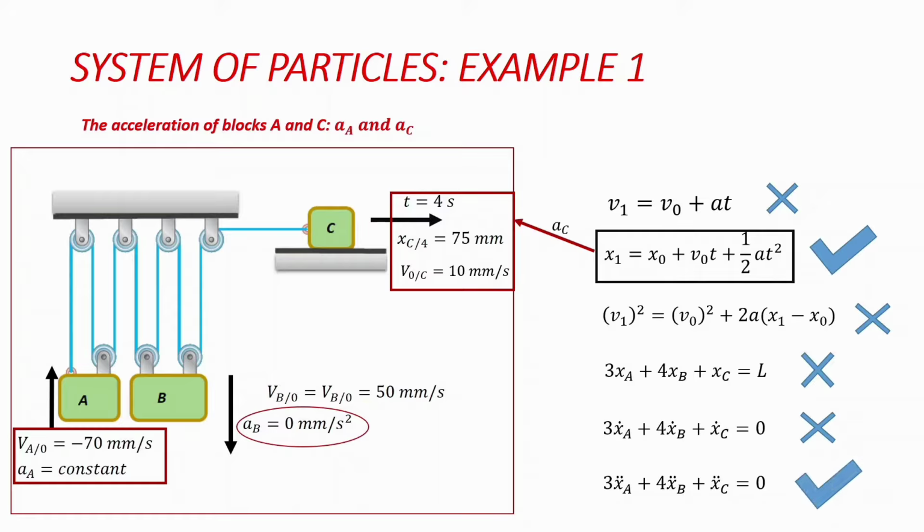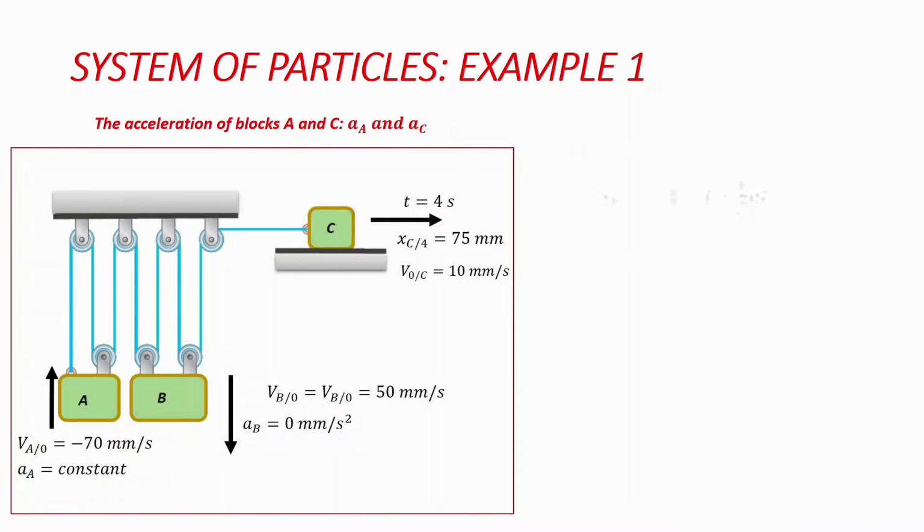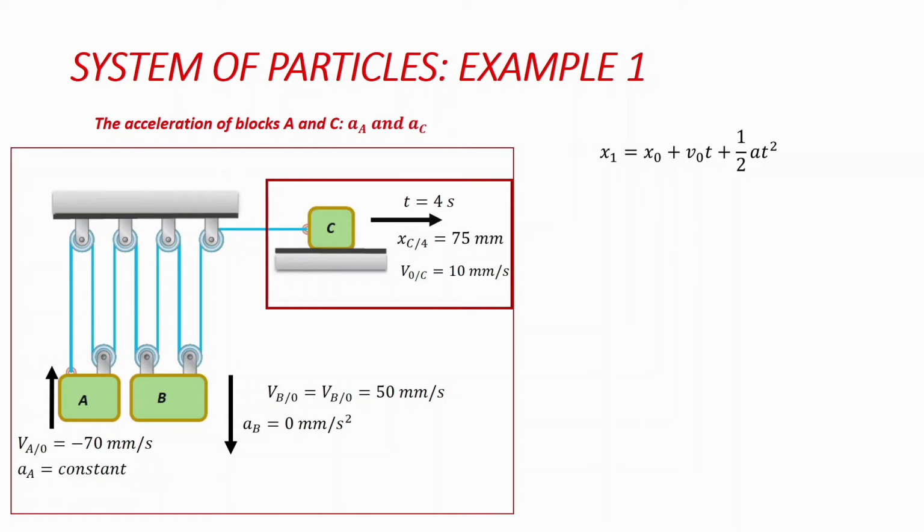So we're going to walk through these two key equations that we've identified. First, we'll look for the acceleration of particle C, that's block C. Then we'll use the second equation we've identified to find the acceleration of block A. So to start with what we have, we said this particular equation can be used to work on particle C to find the acceleration of particle C.